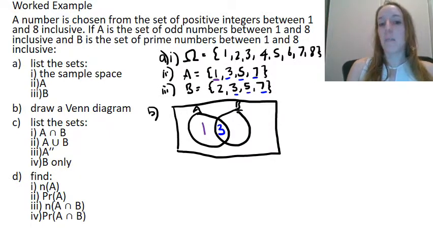Our next one is B, which numbers are found only in B, and that's 2, which is just 1 number, so it's just 1 that's found only in B.